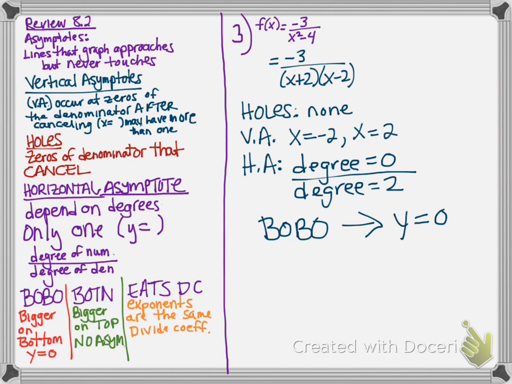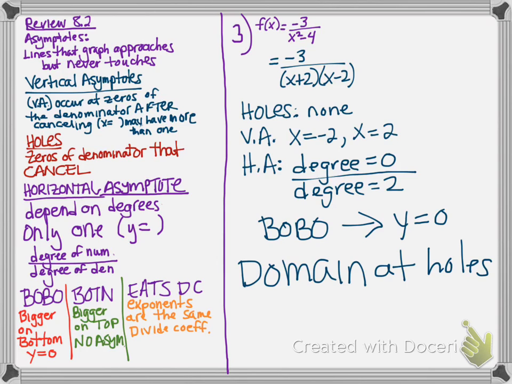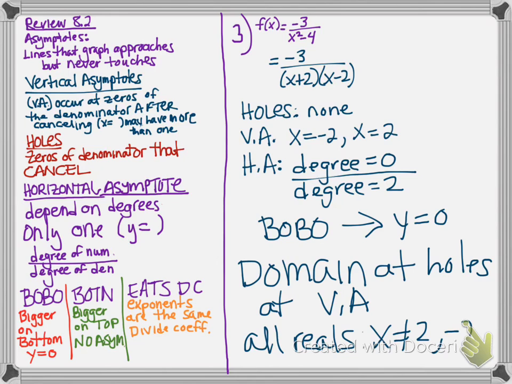And then they also wanted to know the domain. Well, the domain excludes the holes and the vertical asymptotes, because those can't be in the domain, since we're not allowed to have 0 in the denominator. So for this function, our domain is all reals except x cannot be equal to 2 or negative 2.